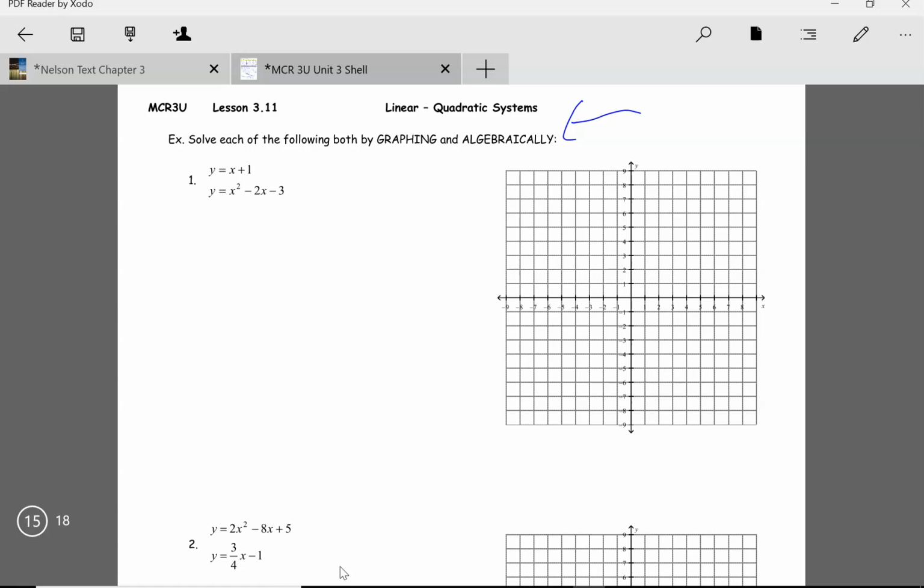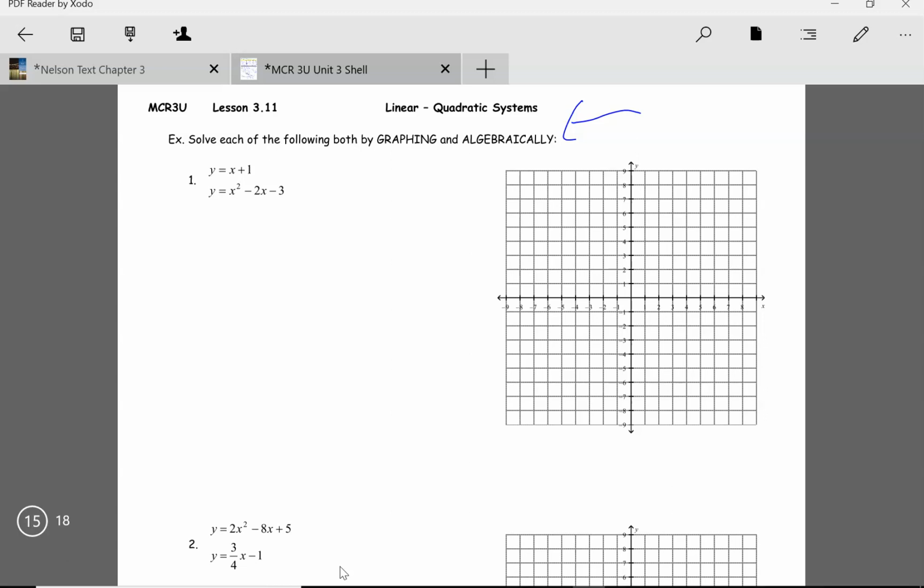But either way, we're gonna continue with lesson 3.11. Here we go. Linear quadratic systems. This is something that's kind of new to this grade 11, and it's not that difficult really, because we really just have to know what points of intersection means.